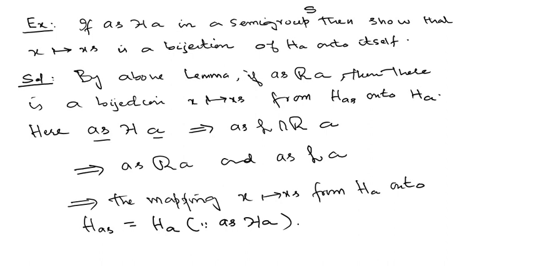Okay, हम इसमें सिर्फ ये part use करें, AS is R related to A. Okay, we are not using this one, and then finally we are using that this AS is H related to A. इसका use हम last में कर रहे हैं. HAS is equal to HA. That proves this exercise. So whenever AS is H related to A, then there is a bijection from HA onto HA itself, or HAS onto HAS itself.